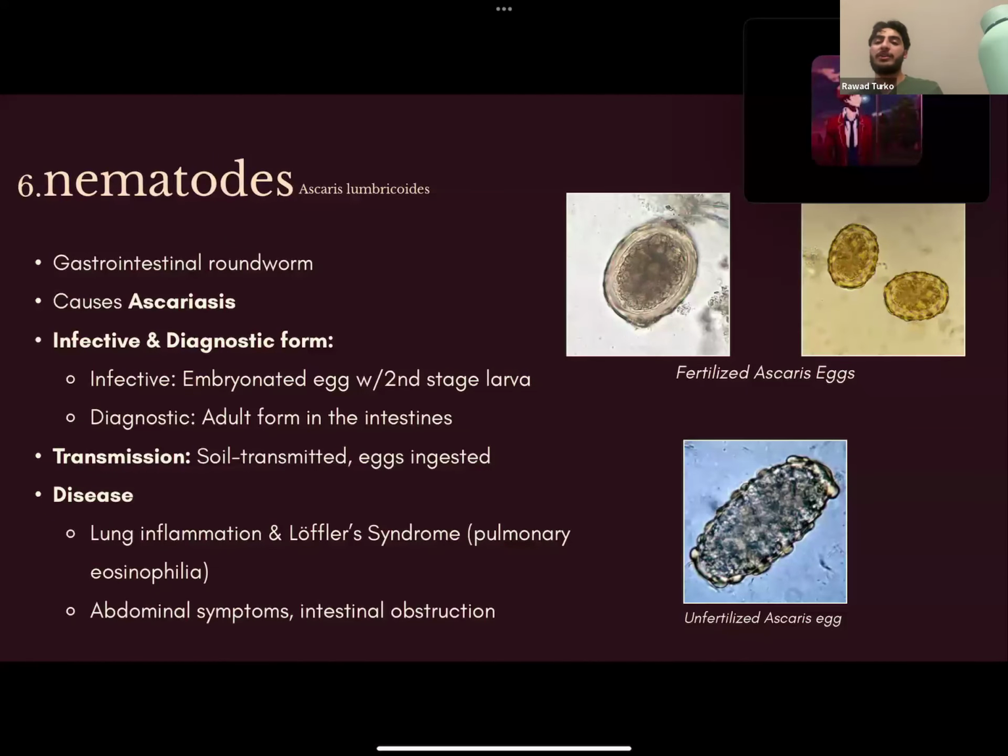Okay, so how are they transmitted? They're transmitted through soil, where the eggs are ingested. So where do you find this? You find this in gardeners, people who work a lot with the soil, stuff like that. That's how you ingest these eggs.